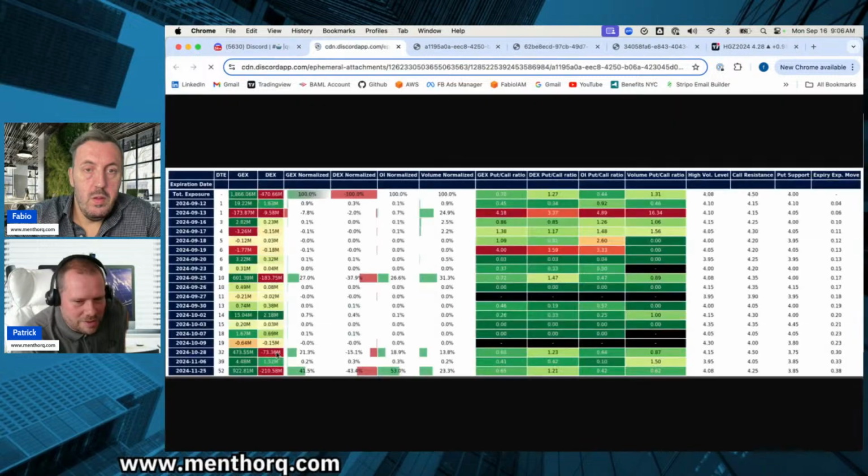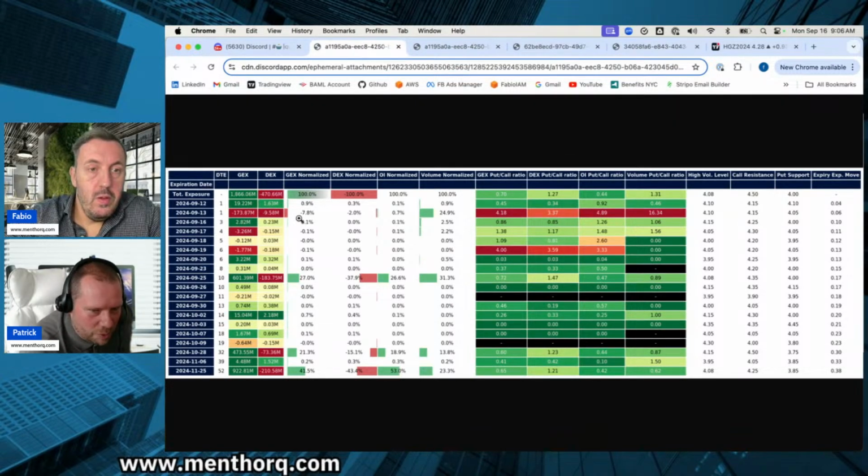And what you can see here is very, very powerful. You can see we have positive GEX and negative DEX. This is something we have to keep our eyes on when we see positive GEX and negative DEX. What does this mean based on the market maker?